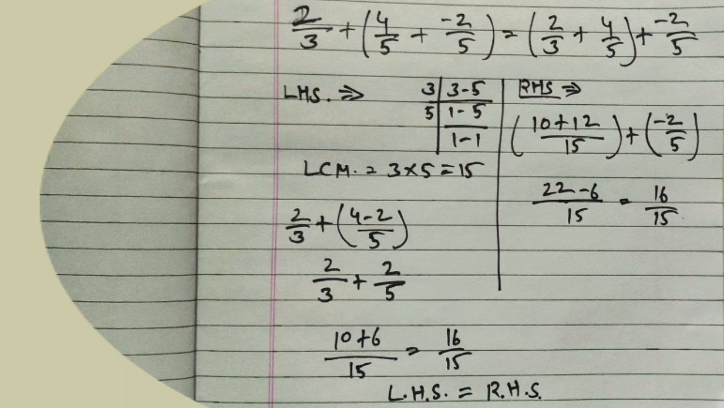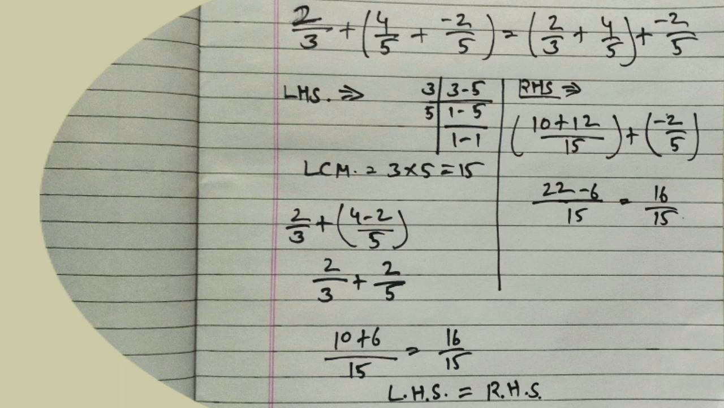So look at the other side, that is the right hand side. Similarly, we are going to add the first two numbers now, then we will add the third number. For the first two numbers, the denominators are different, so we need to take the LCM. The LCM will be 15. The same procedure we have to follow as previously. So 10 plus 12 becomes 22 over 15. Now we have to add the third number. The third number is minus 2 by 5. So plus minus 2 by 5.